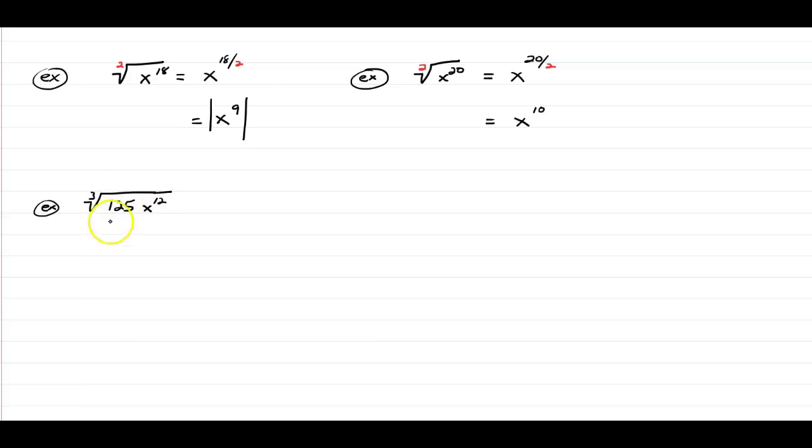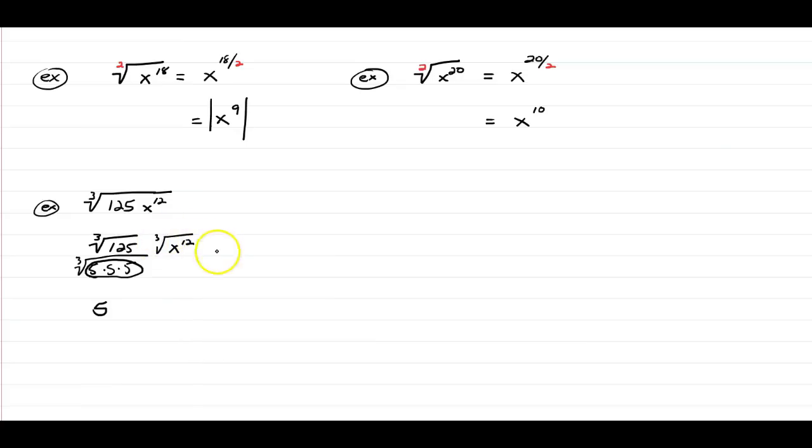The way I'm going to think about this one is to break it up into two problems, one with the number and one with the variable. On my calculator, I'm going to see, can I take the cube root of 125? If you wanted to, you could obviously do the birthday cake and see that 125 does break down. But since you have a calculator, you should use it. And so I know that's 5.